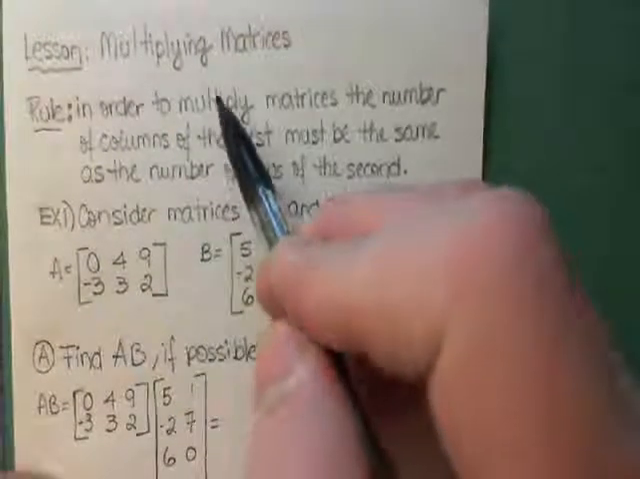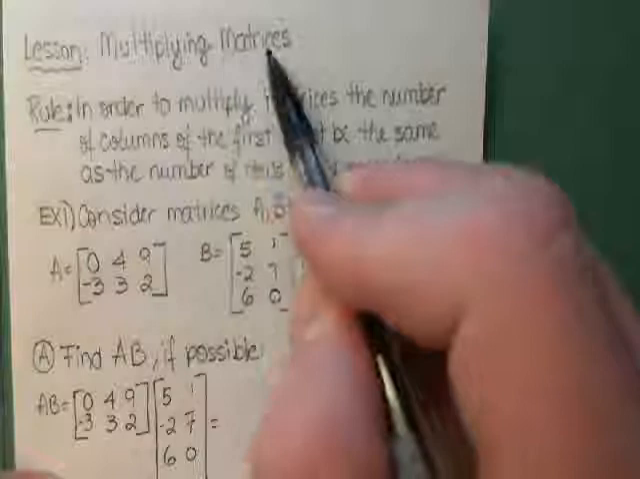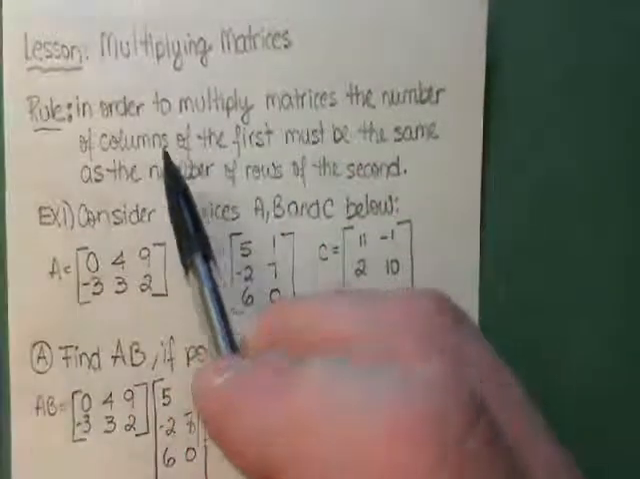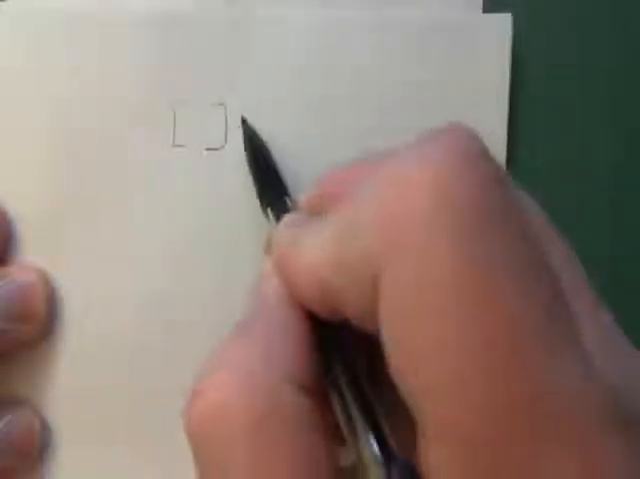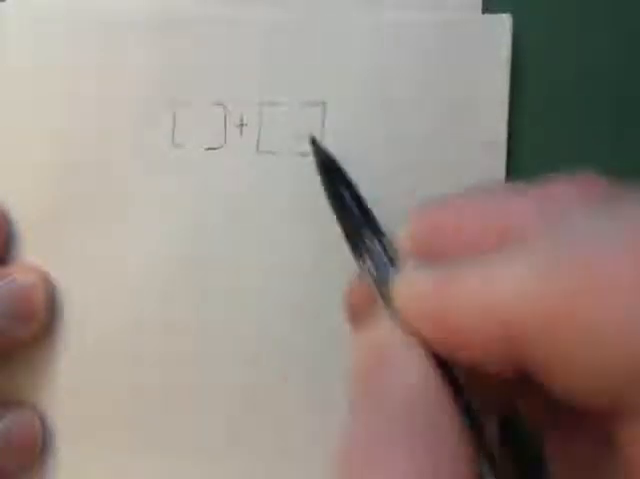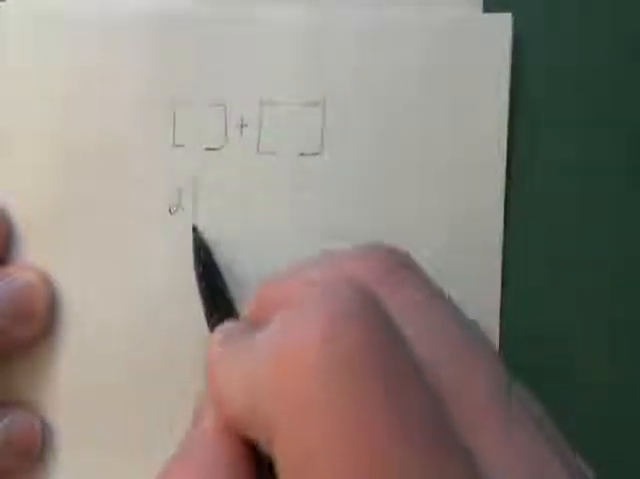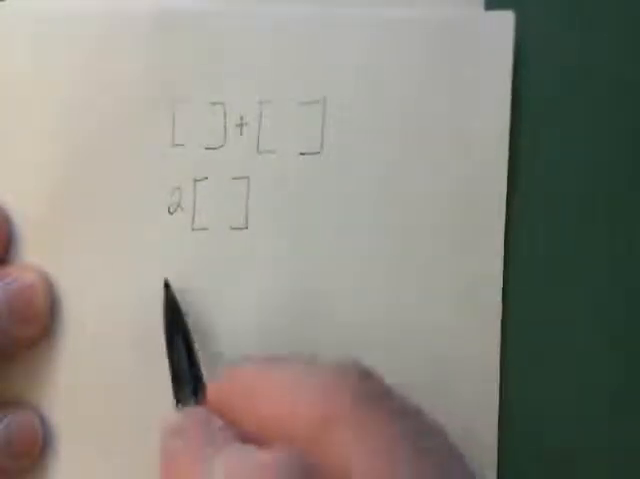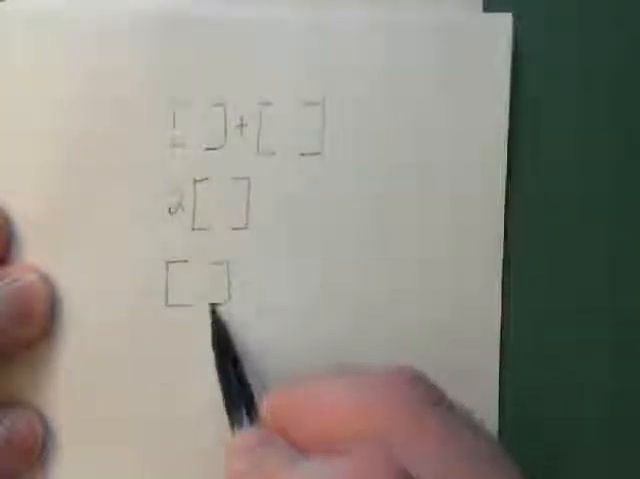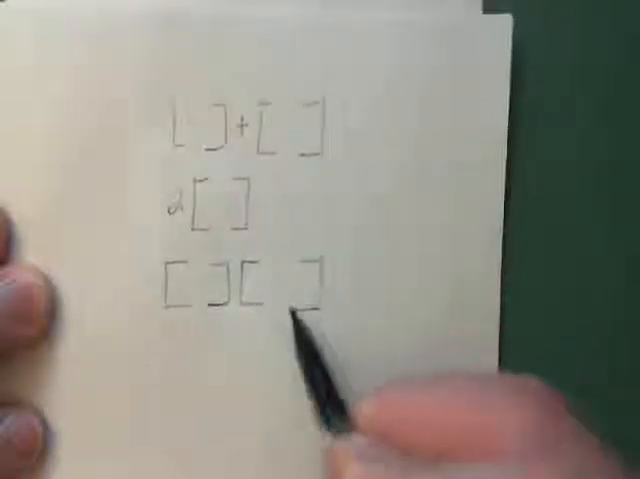Hello. Today we're going to talk about multiplying matrices. Up to now, we have been talking about combining matrices, where you add or subtract two matrices. We also talked about multiplying a number times a matrix. But today we're going to talk about a matrix multiplying another matrix.